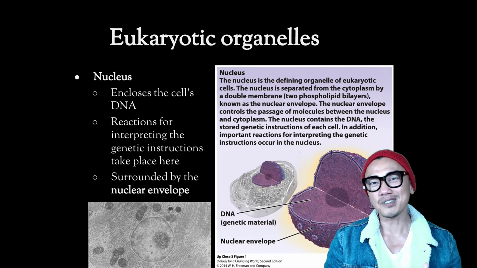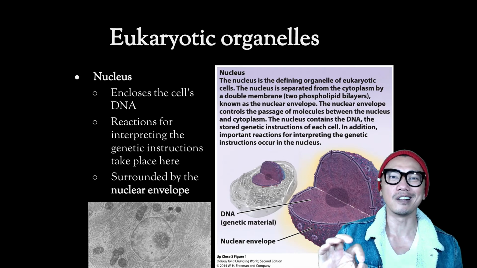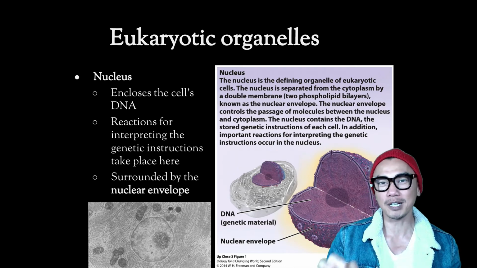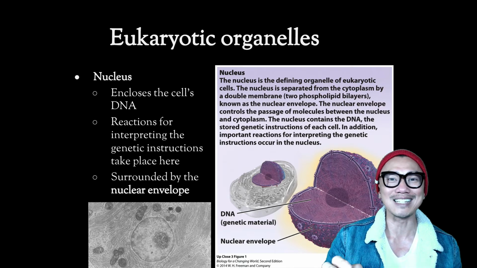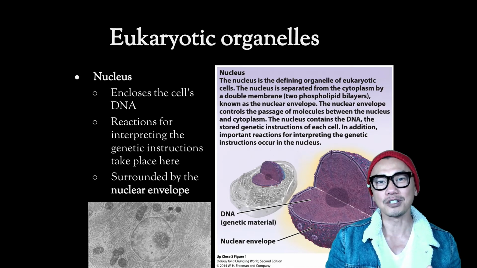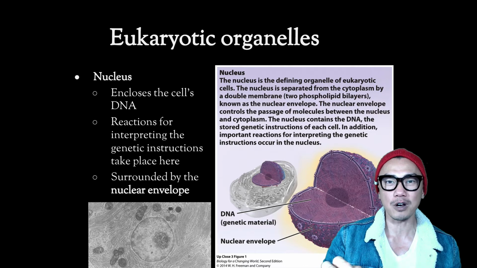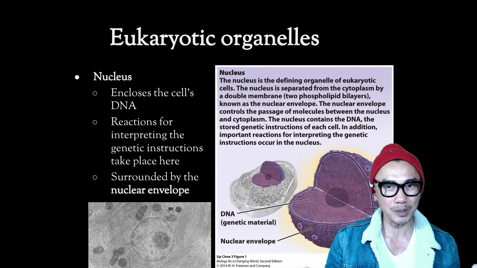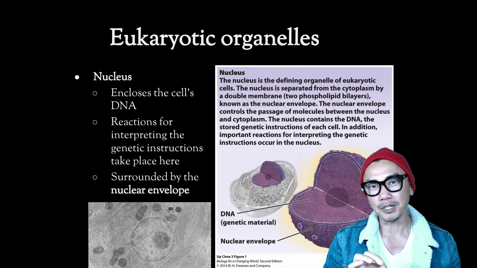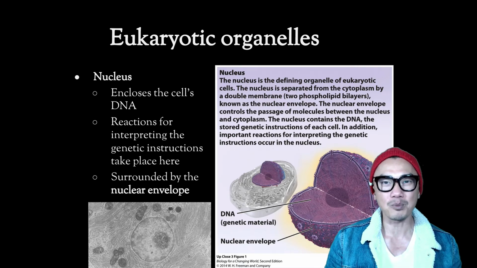The nucleus is the control center of the cell. It contains the cell's genetic material in the form of DNA. Reactions for interpreting the genetic instructions in DNA take place here. The nucleus is surrounded by a membrane called the nuclear envelope.